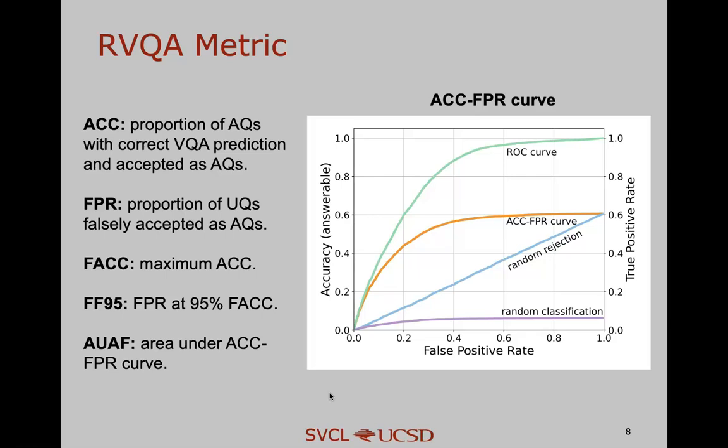Since our problem requires jointly solving two problems, VQA classification and UQ detection, we also propose a set of metrics based on the ACC-FPR curve. ACC refers to the proportion of AQs with correct VQA prediction and accepted as AQs. FPR refers to the proportion of UQs falsely accepted as AQs. And then we propose three metrics according to the ACC-FPR curve to measure our model.